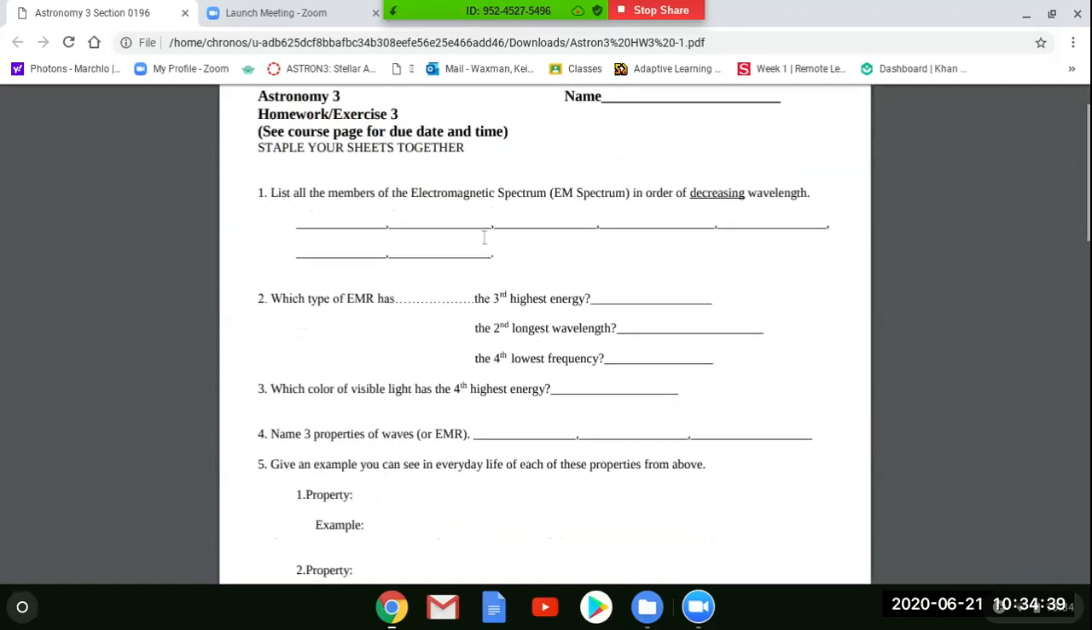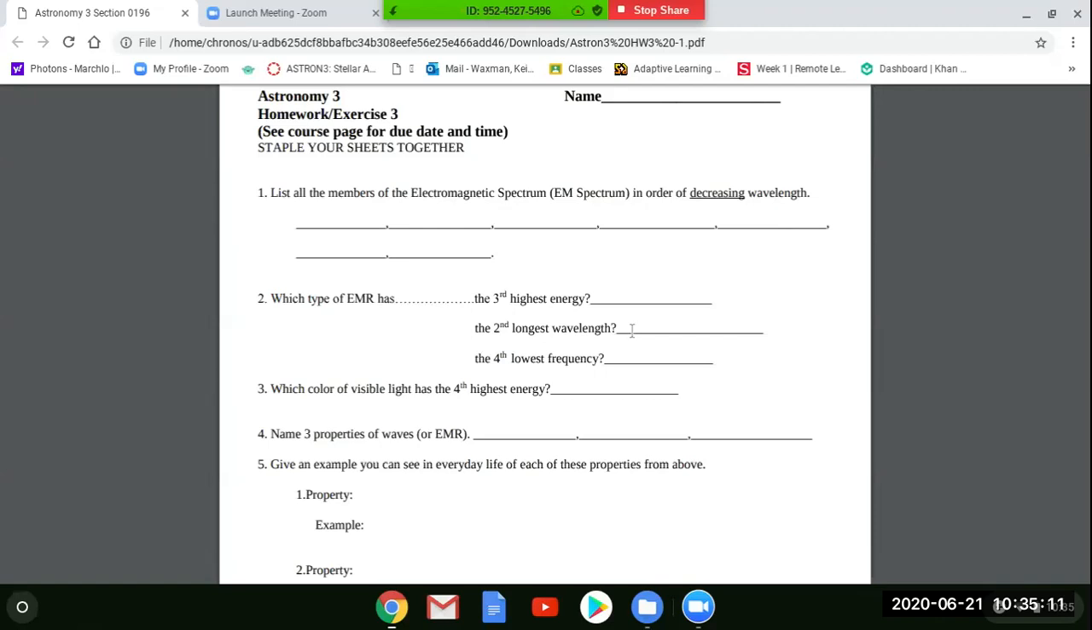Now, once you've written this, or you can even use your notes, it says, what type of EMR has the third highest energy? Well, remember, if it's the shortest wavelength, which would be here, that's also the highest energy. The lowest energy would be the longest wavelength, which you had here. So right over here would be the highest energy. If that's the highest energy, like the first highest energy, wouldn't that be the second highest energy? And wouldn't what you have here be the third highest energy? So that's how to answer that.